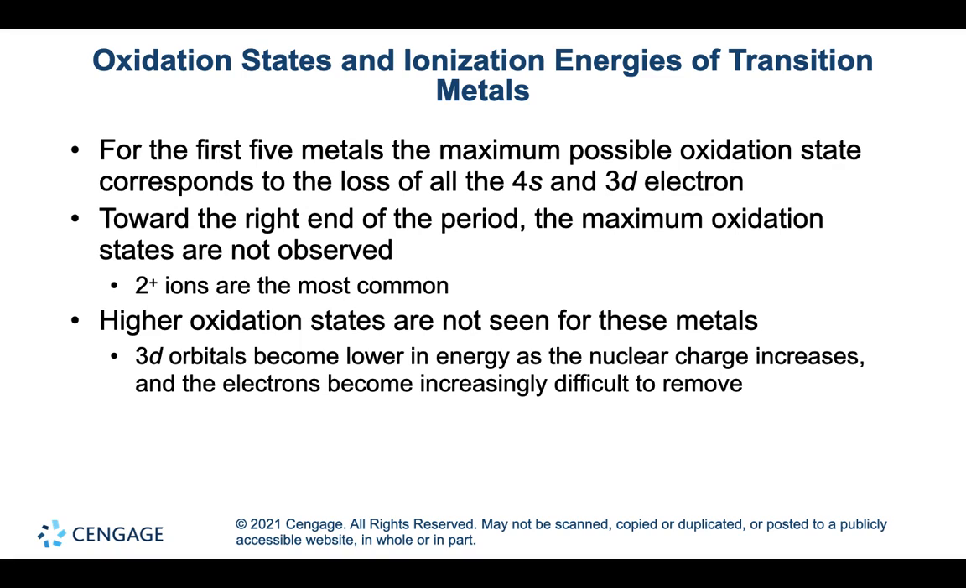The plus 2 ion is the most common for these, particularly as you go to the right side of the period, and that's because the 4s electrons are the most easily lost. So the 4s2 are lost and you get a plus 2 ion.